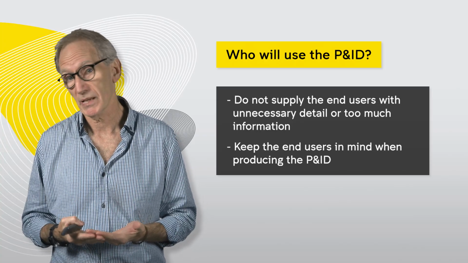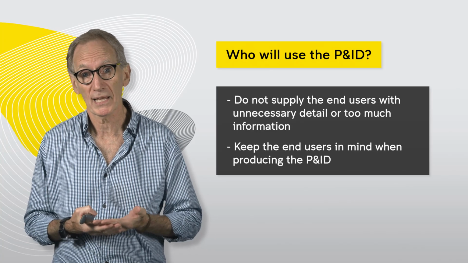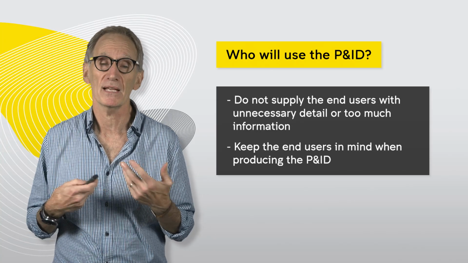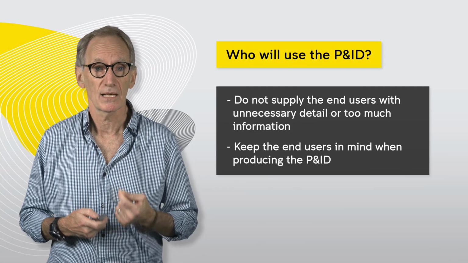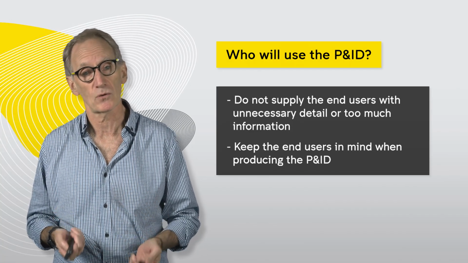Is it going to be operators? Plant operators will need it. Maintenance people will plan their maintenance based on the P&ID. It needs to be clear for them to see every piece of equipment that might be detailed, that they might have to maintain, that they may have to operate.